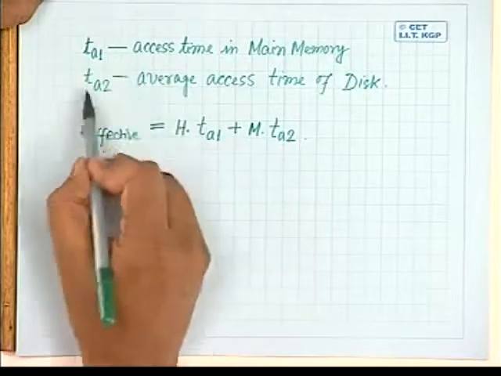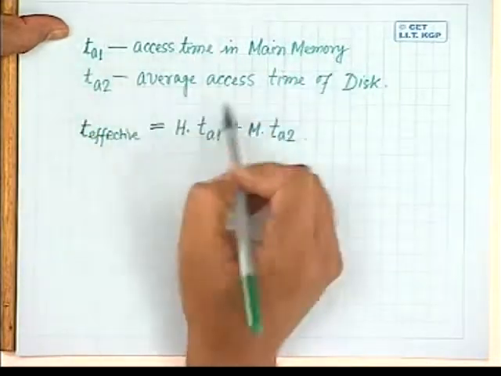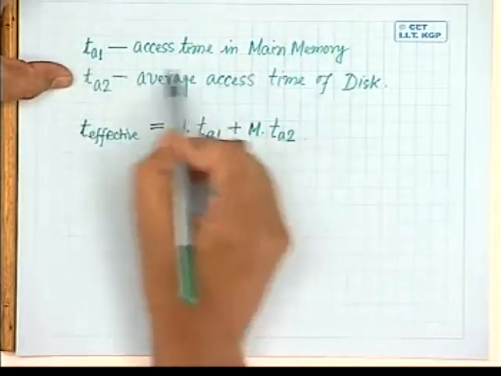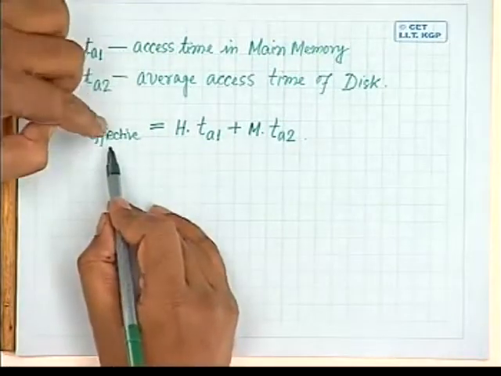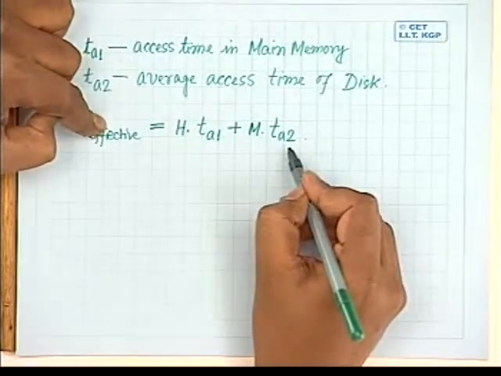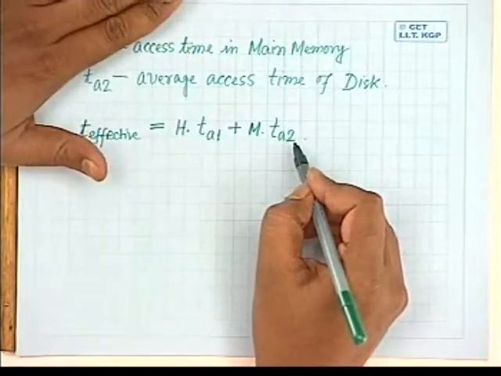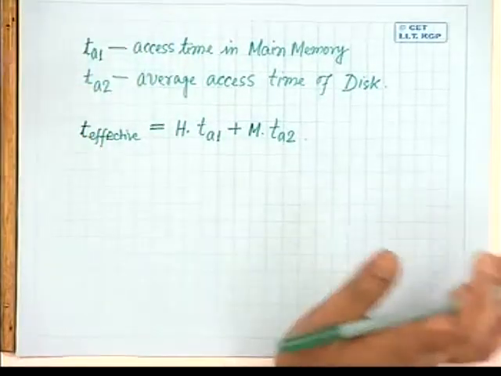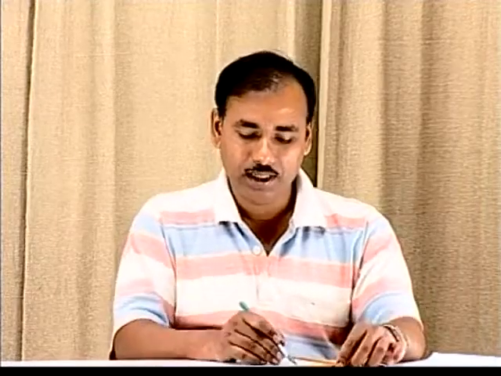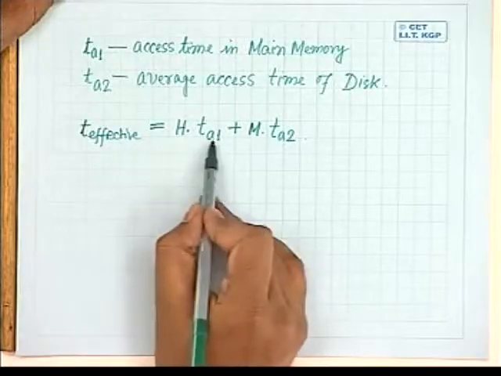Okay. So now we find that instead of having this two-level hierarchy, if we always have to work with the disk, in that case the effective access time will be TA2. If I have everything in the main memory, that is, if the main memory size is large enough that I don't need the disk, I can always put the entire part of every program, the entire part of every data in the main memory, then my effective access time will be simply TA1.